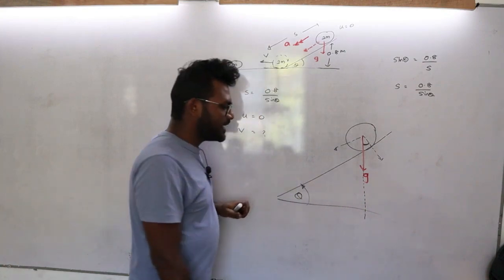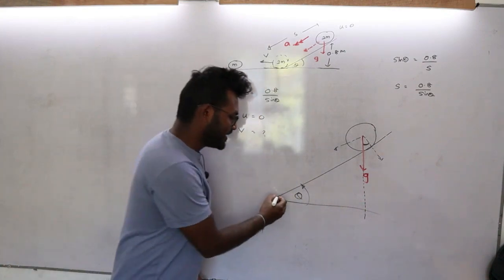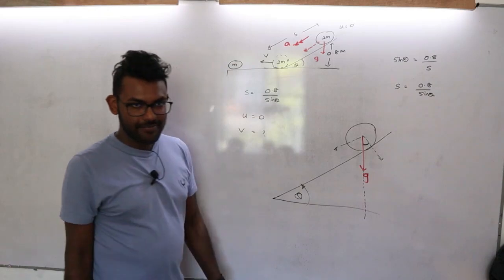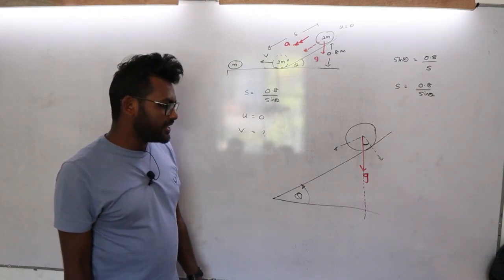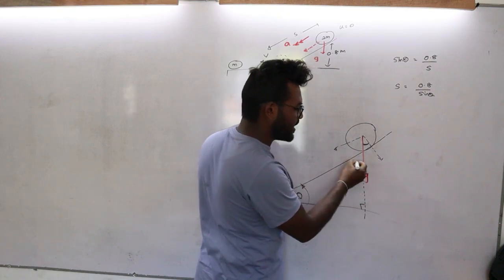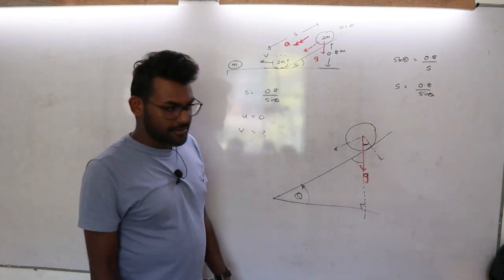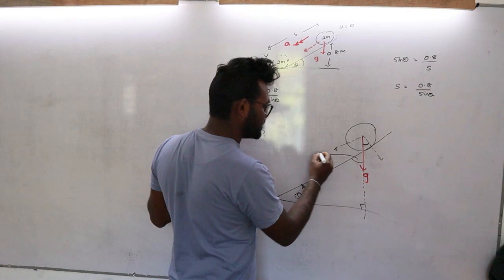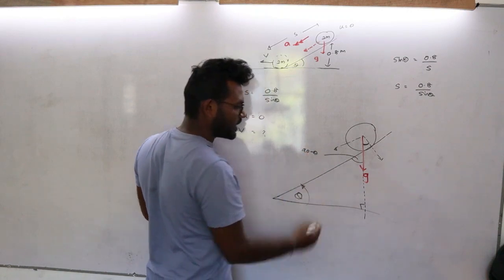We have already dealt with this one. How do you find it? This is theta and this is 90. What's this angle? This will be 90 minus theta, right? How are you getting it?